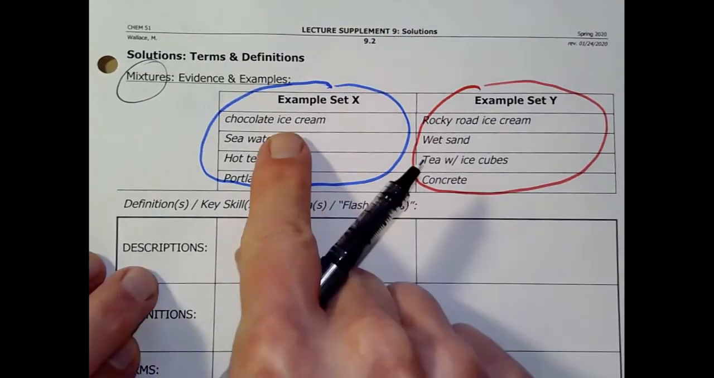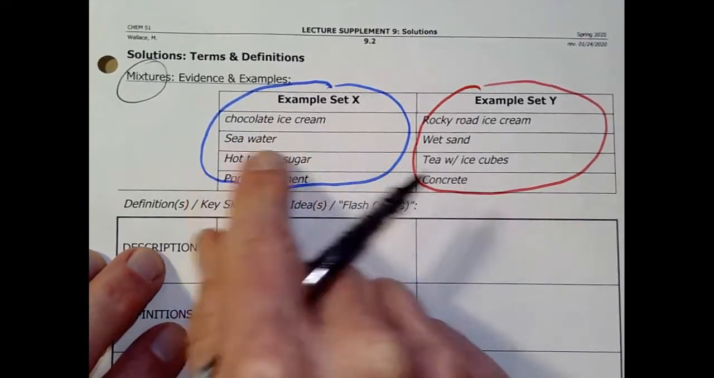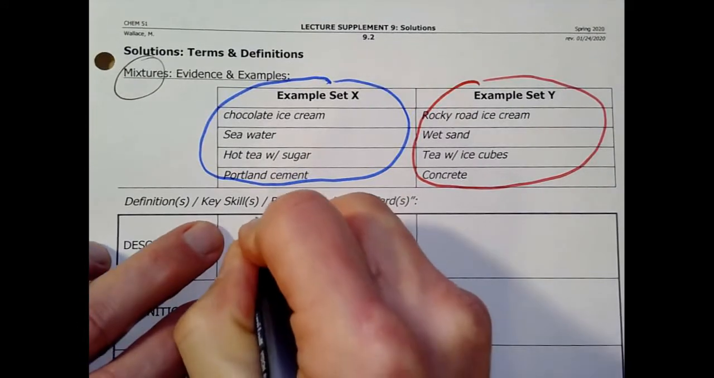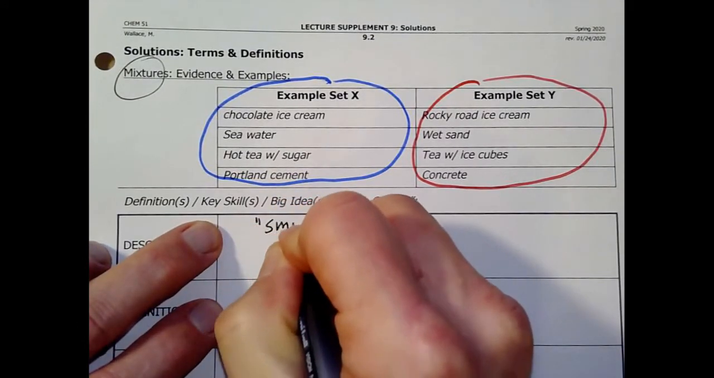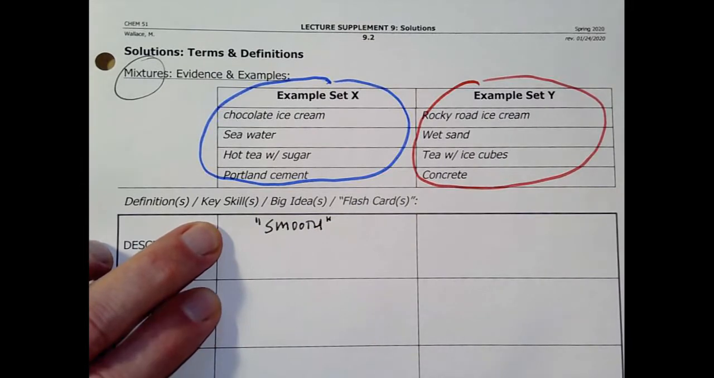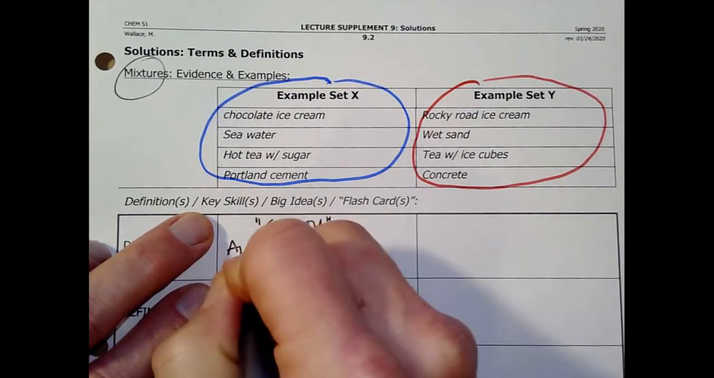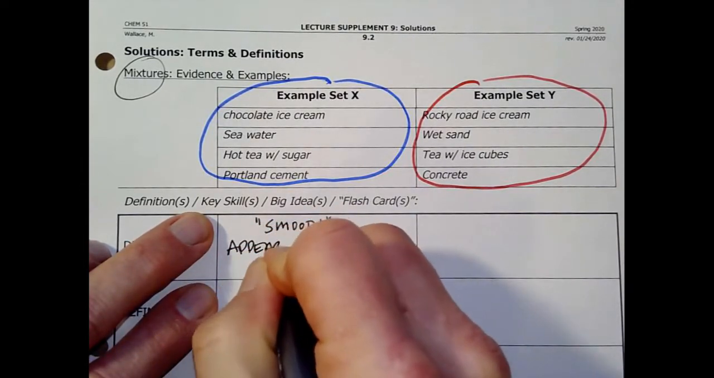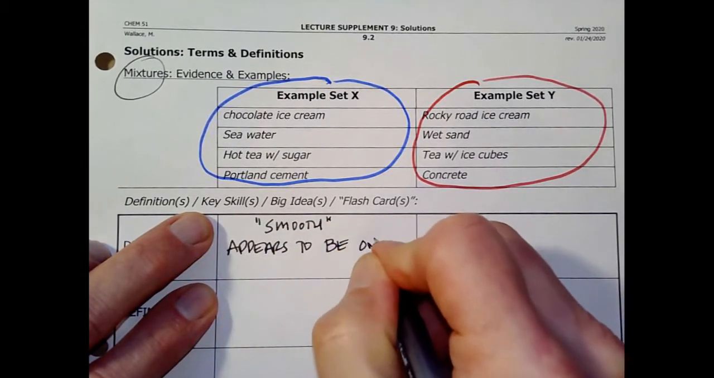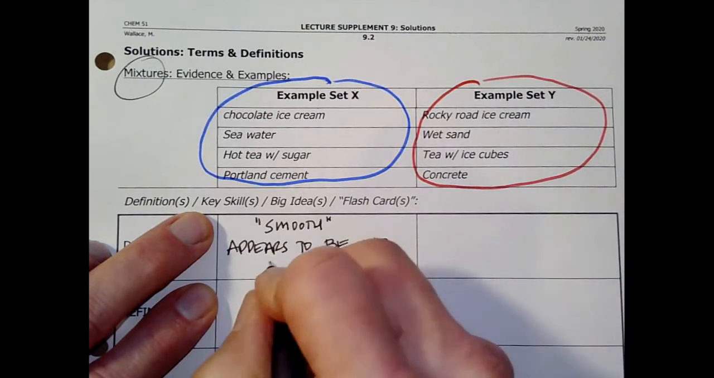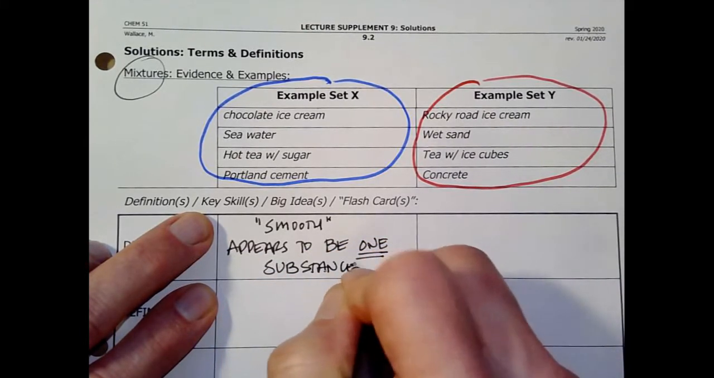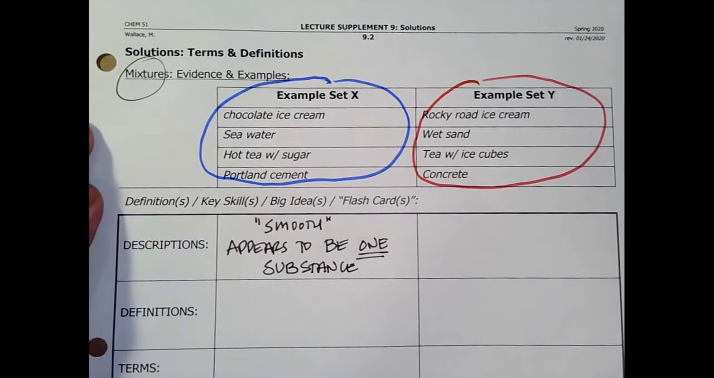So if I look at this, chocolate ice cream, seawater, hot tea with sugar, Portland cement, one way to think about it, in very informal terms, is that it appears to be sort of smooth, appears to be one substance. That's not what it is, but that's what it looks like to us.